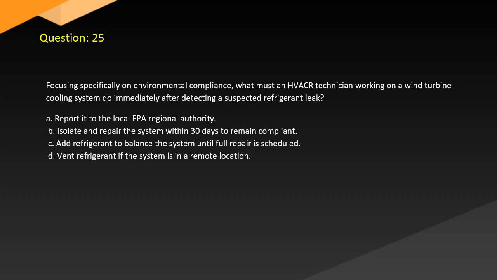Question 25. Focusing specifically on environmental compliance, what must an HVACR technician working on a wind turbine cooling system do immediately after detecting a suspected refrigerant leak? A. Report it to the local EPA regional authority. B. Isolate and repair the system within 30 days to remain compliant. C. Add refrigerant to balance the system until full repair is scheduled. D. Vent refrigerant if the system is in a remote location.